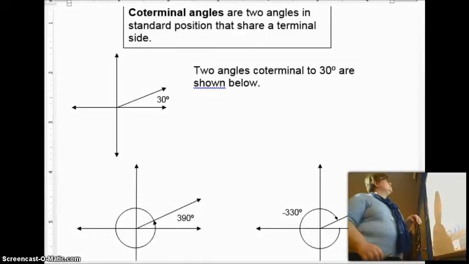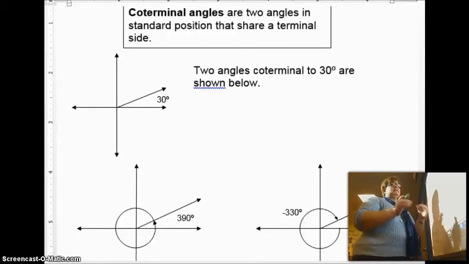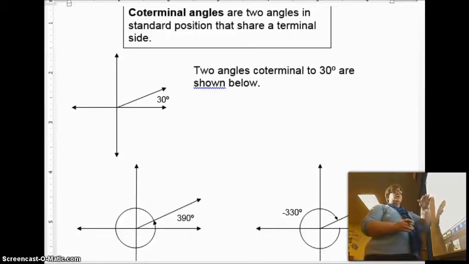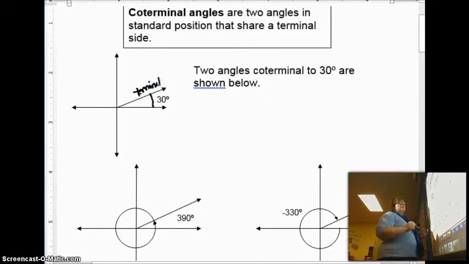Okay, so today we're going to talk about coterminal angles, and we're on lesson N1-3. Coterminal angles, as it says right here, are two angles in standard position that share a terminal side. Just to go back, standard position means we start at the x-axis, and we're going around, right? This would be our terminal side. So they're coterminal if they end at the same place.